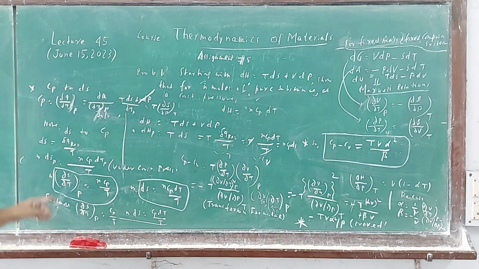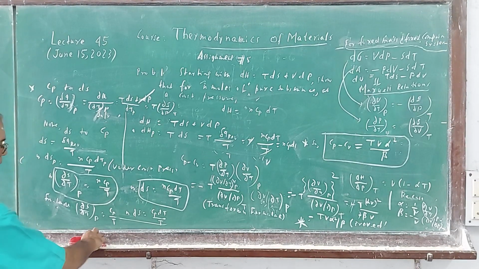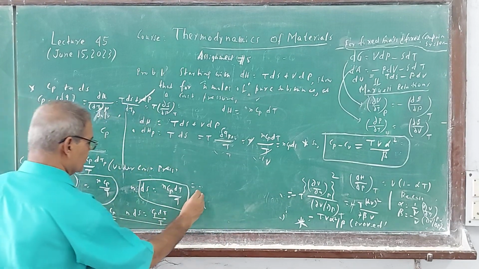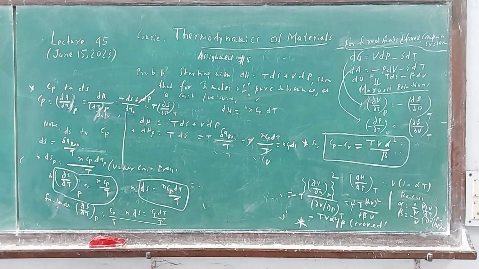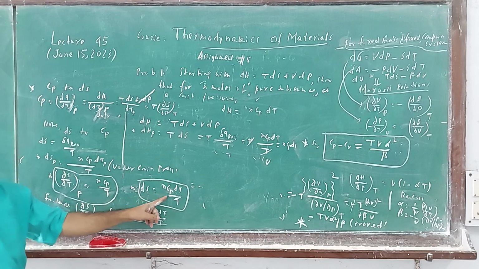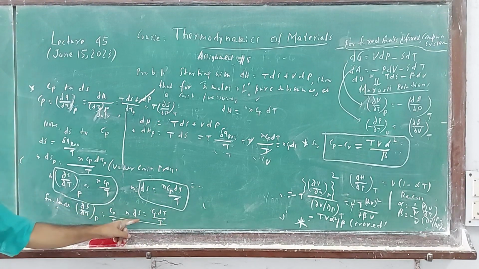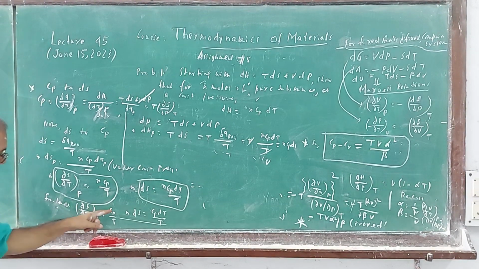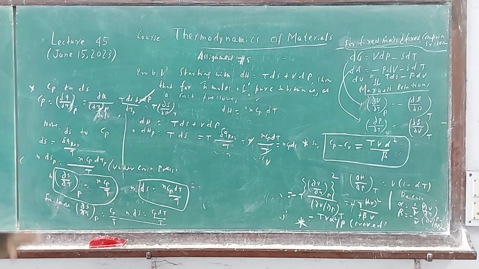Now quickly, I don't write this. You answer me. Under constant volume, I apply constant volume. What change will you get? Under constant volume, this is under constant pressure. Under constant volume, what will it be? Cv dT by T. dS will be Cv dT by T. And delS by delT at constant volume is Cv by T.